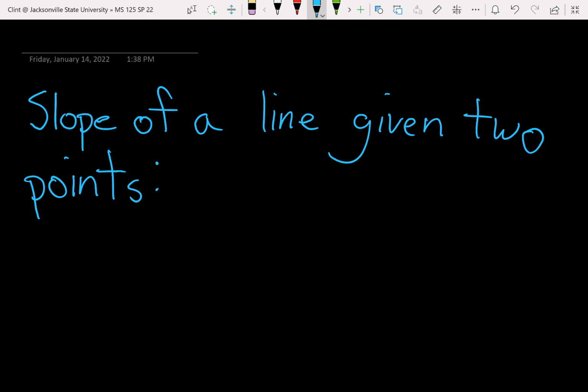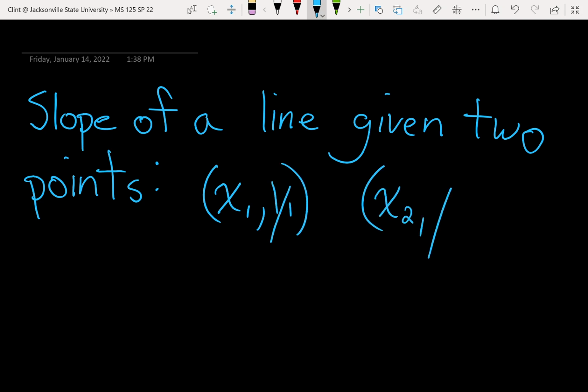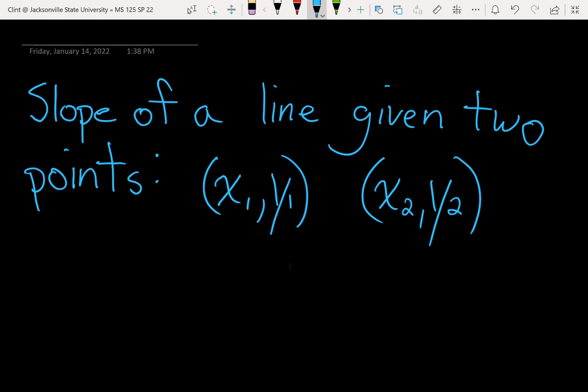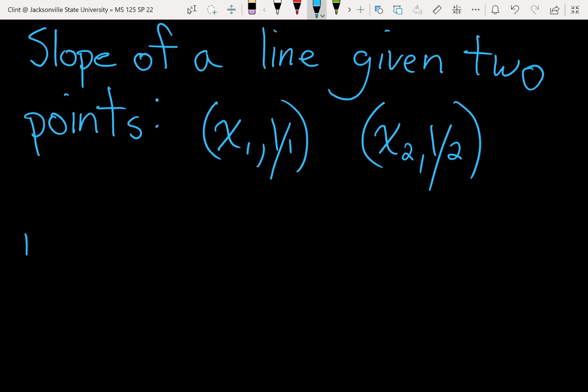So let's say we've got point x1, y1, and x2, y2. These are just the coordinates of 2 points on the graph, or 2 points in the plane. So remember, slope we represent with m.